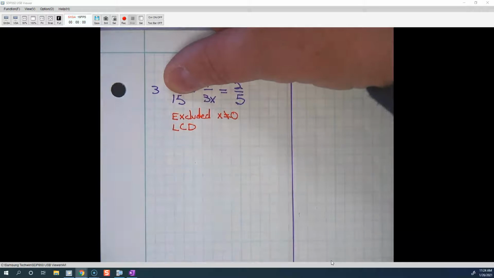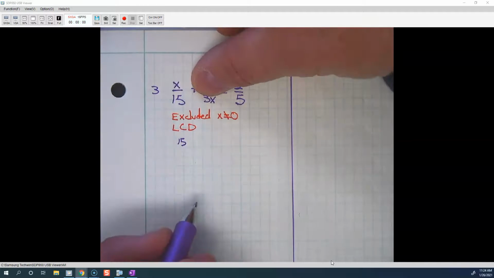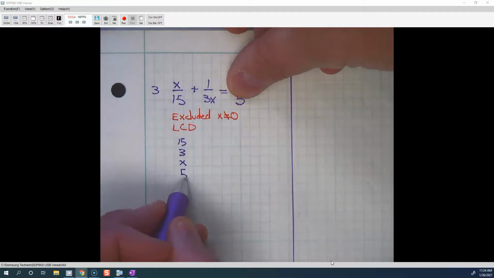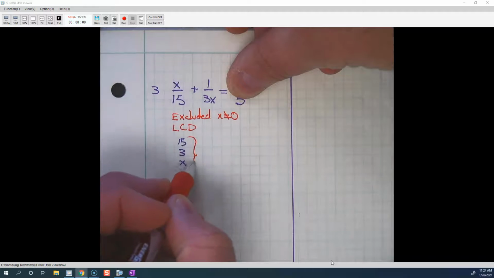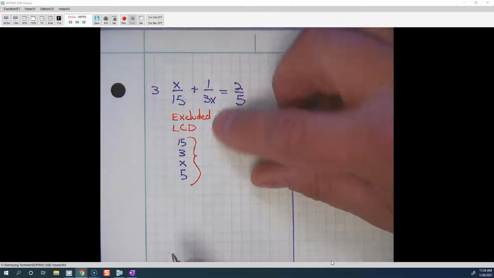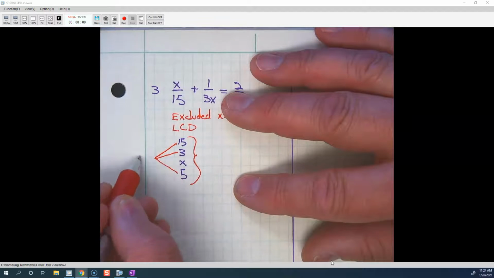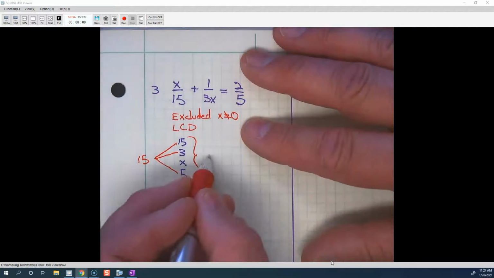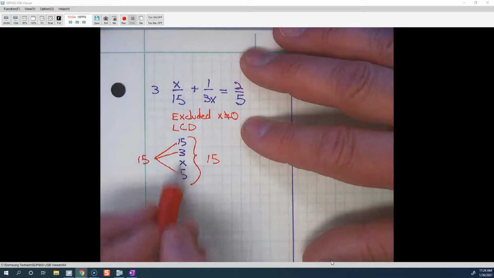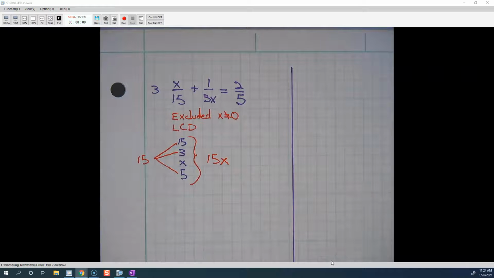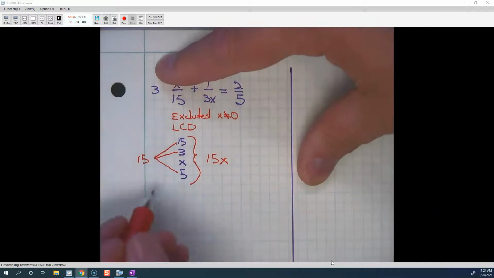So I got 15. Since these are being multiplied, I got a 3 and an x, and then I got a 5. So the least common multiple between 5, 3, and 15 is 15. And then anything left over, I put into the least common denominator. In this case, it's x. All right, that's my LCD. Now it's just a matter of doing the multiplication.